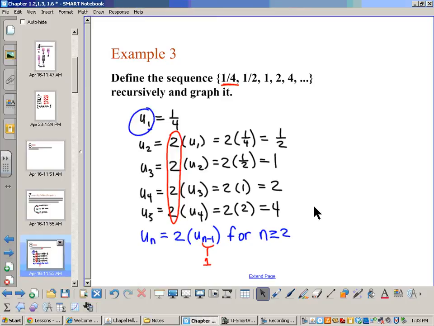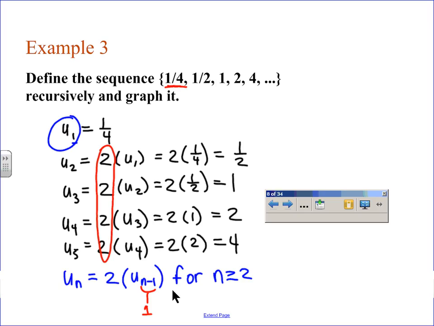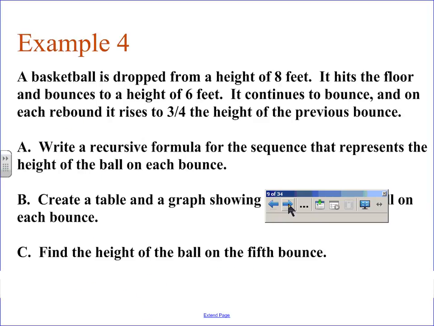Okay, so let's move on to the next example. This time we're going to try an application, and we start out with a basketball that's dropped from a height of 8 feet. It's going to hit the floor and bounce to a height of 6 feet. It's going to continue to bounce, and on each rebound it's going to rise only 3/4 of the height of the previous bounce. So we're going to do several things here.